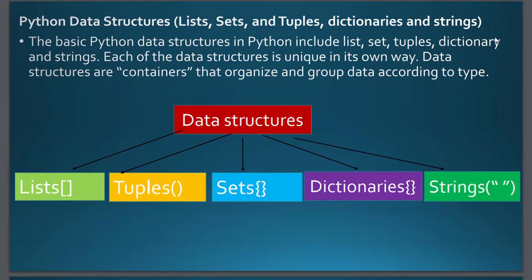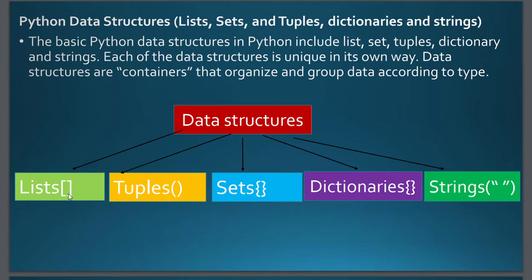Now I am going to give a brief introduction to Python data structures. These are the data structures supported by Python: lists, sets, tuples, dictionaries, and strings. The basic Python data structures include lists, tuples, sets, and strings. Each of the data structures is unique in its own way. Data structures are containers that organize the group of data according to type.